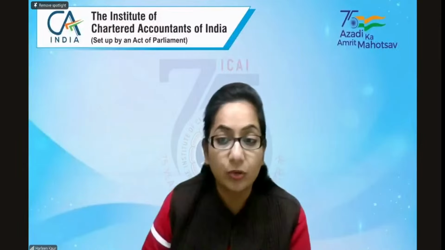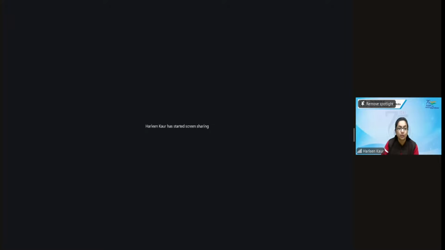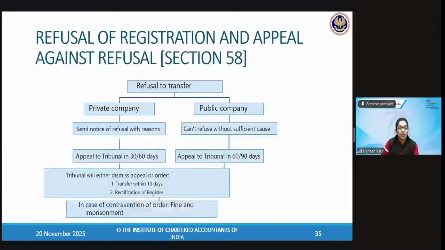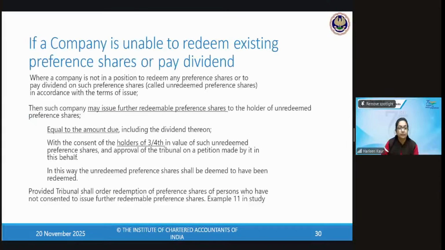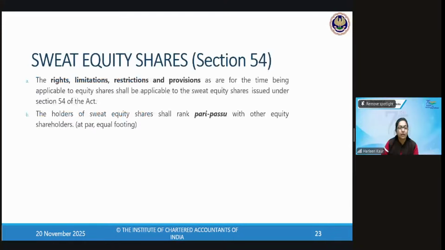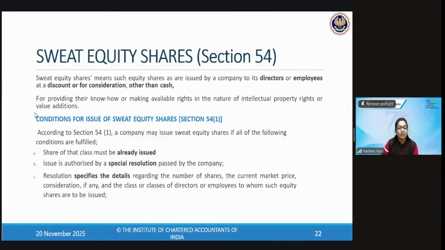Anything else that you remember in sweat equity shares? Since we have spoken about the topic of sweat equity shares, it's my duty to show you the rectification of registers also. Before this we had Section 54 on sweat equity. So this was your sweat equity shares that we have done in detail in the class. It should be shares already issued. The special resolution will specify the dates.